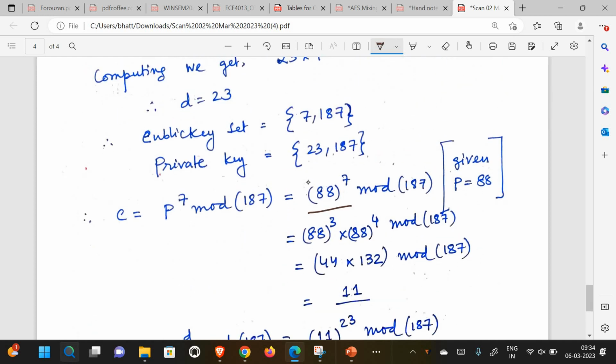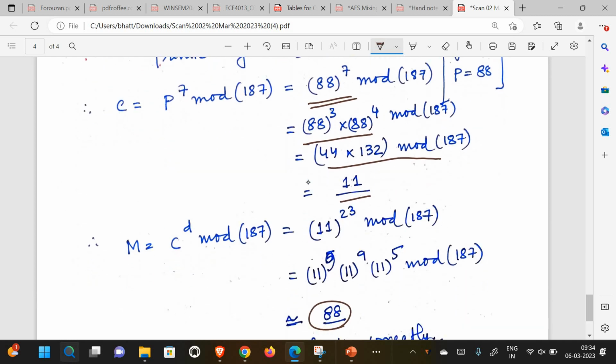It's nothing here except that 88 to the power 7, you can break it into different elements like this. You remember this process, right? We have done this in CAT 1 and the same thing is applicable. So you get the ciphertext as 11 and that 11 is used for the second part of it and we get the plain text back.